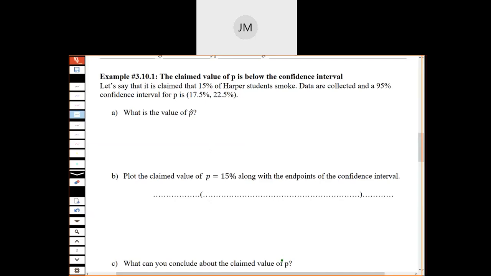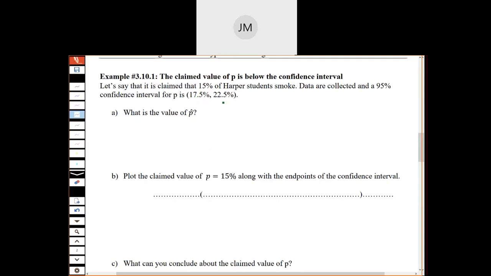Okay, so let's say that it's claimed that 15% of Harper students smoke. We collect data on a sample, and we construct a 95% confidence interval. We're going to skip the whole process of creating a confidence interval and just look at what happens if I have that already done. We've computed this confidence interval, and it goes from 17.5% to 22.5%.